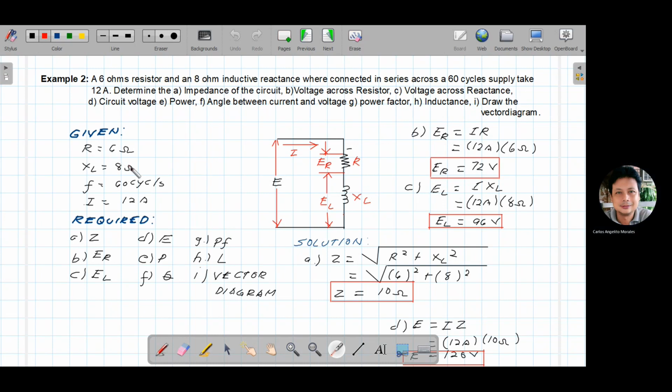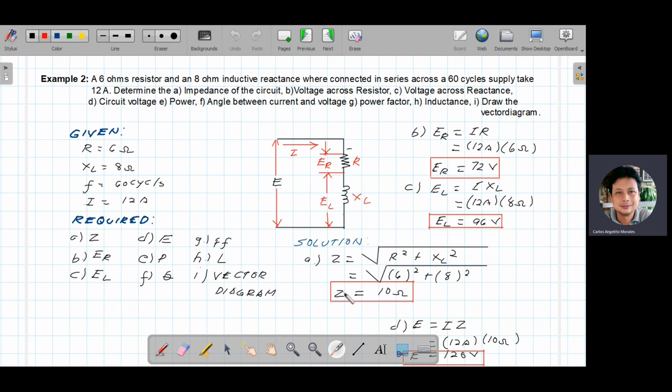So ang given natin, 6 ohms yung resistance, inductive reactance is 8 ohms, frequency is 60 cycles per second, at saka yung current ay 12 ampere. Ang hinahanap yung impedance, yung voltage drop ng resistance, voltage drop ng inductance, yung total source na E. Yung power, yung phase angle, yung power factor, yung inductance, yung vector diagram. Itong power, nandirito yan sa resistance. Ang tinatawag nga natin yan na true power.